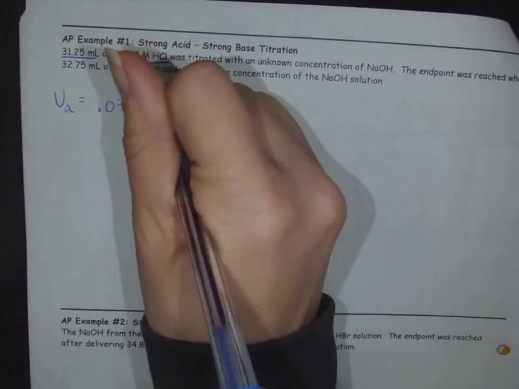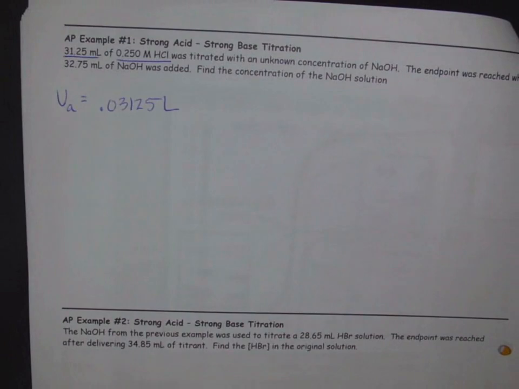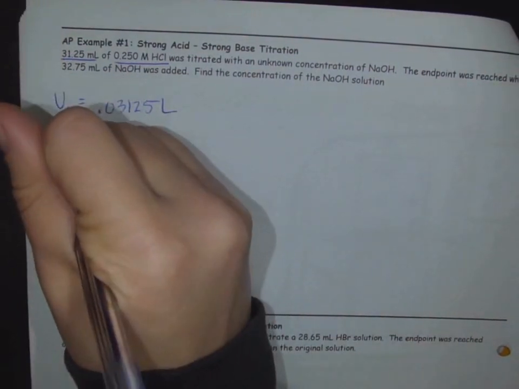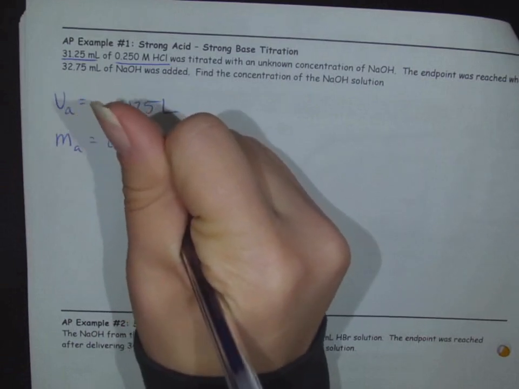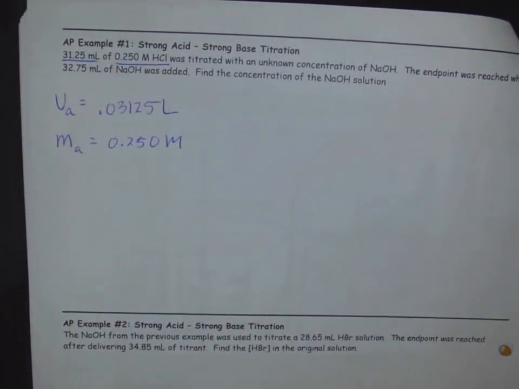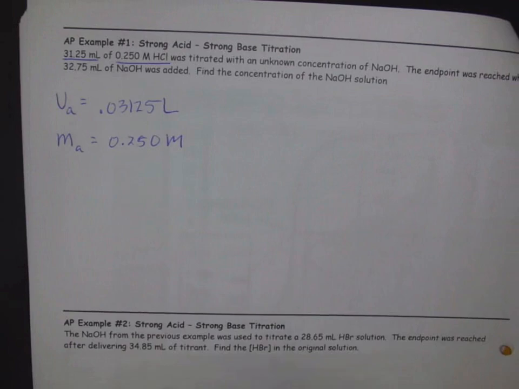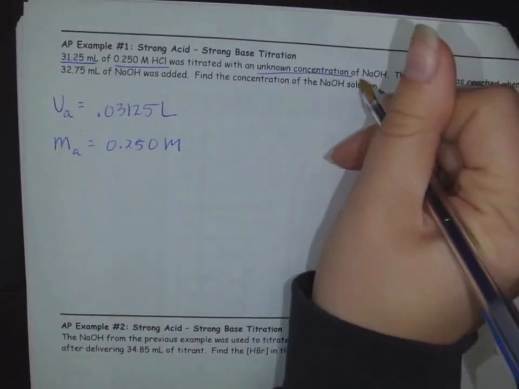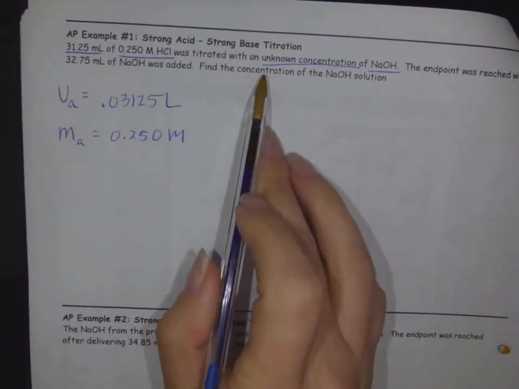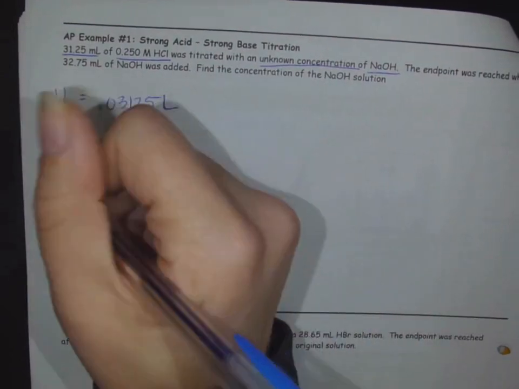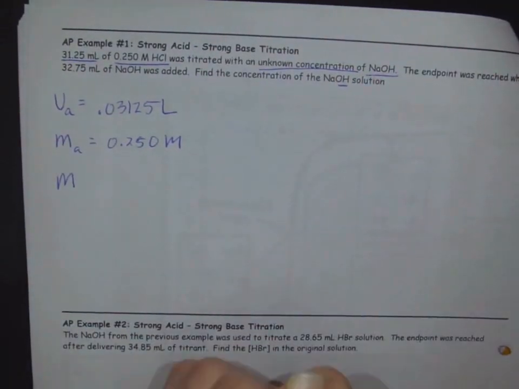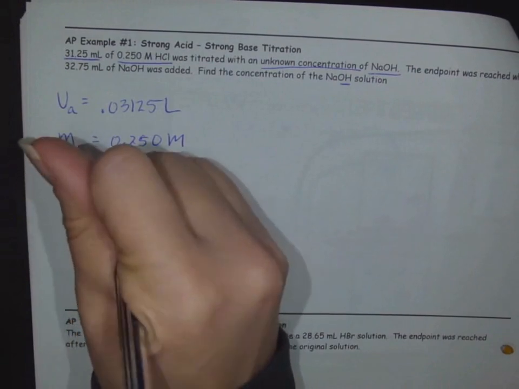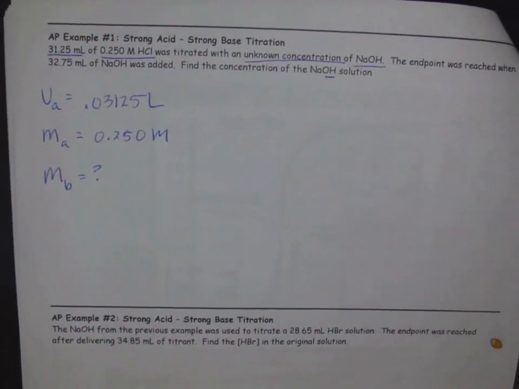0.03125 liters. So there's my volume of my acid. And my concentration, my molarity of my acid is 0.250 molarity, okay? Was titrated with an unknown concentration of sodium hydroxide. Okay, so it looks like we're going to be finding this concentration of hydroxide, and hydroxide's a base. We see that hydroxide OH at the end there. So we're going to be solving for this concentration of the base.